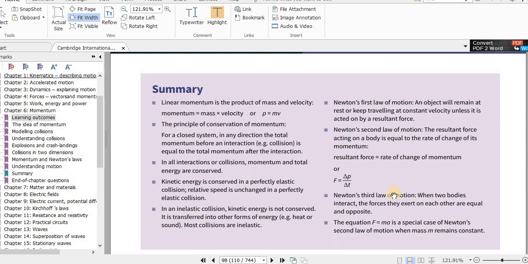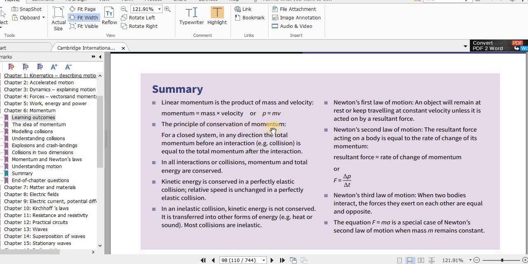Okay, now we have come towards the end of the lesson. What did we learn? What is the summary? We will see it here now. Linear momentum is the product of mass and its velocity. Remember, momentum is mass times velocity. We can write it like this with symbols.